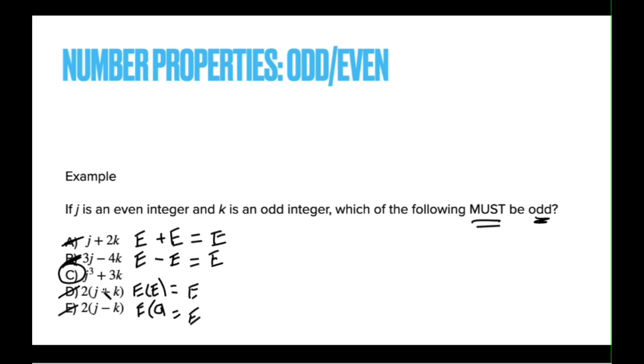And just to prove it, let's plug in these numbers, right? j is an even number. An even number times itself 3 times, even times even times even, is an even number. Plus 3 times an odd number. An odd number times an odd number is an odd number. Even plus odd, that's an odd. So the answer is C.